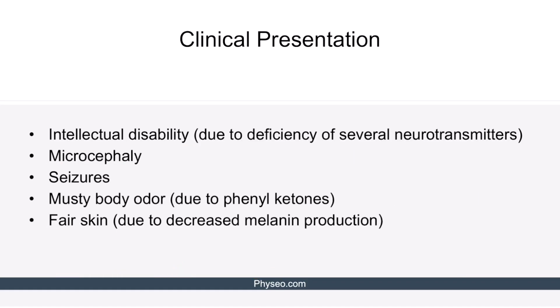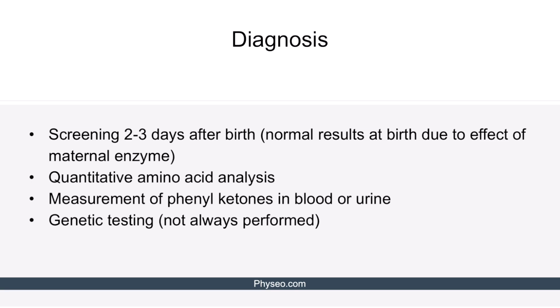Clinical presentation of phenylketonuria includes intellectual disability due to deficiency of phenylalanine-derived neurotransmitters like dopamine. A pathognomonic finding for phenylketonuria is musty body odor due to accumulation of phenylketones. Finally, patients have fair skin due to decreased melanin production. Tyrosine is converted to melanin by tyrosinase. In phenylketonuria, we have insufficient tyrosine that results in insufficient melanin production.